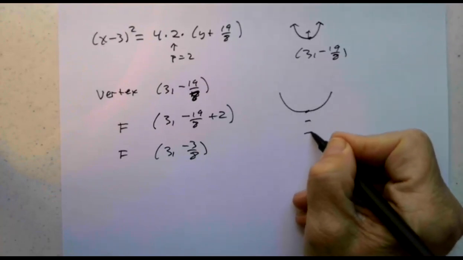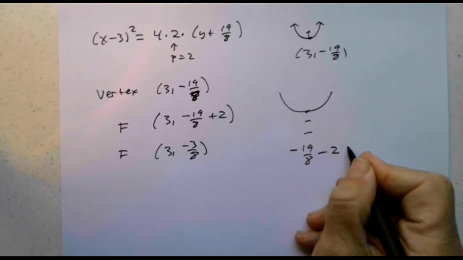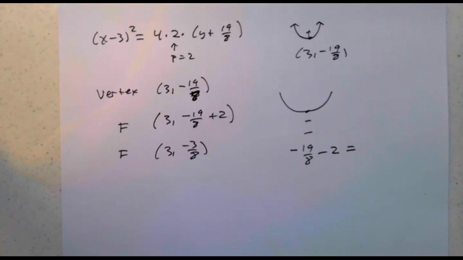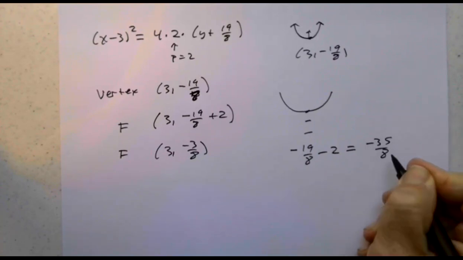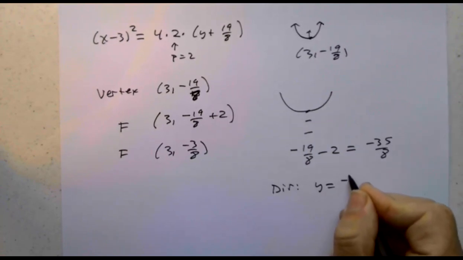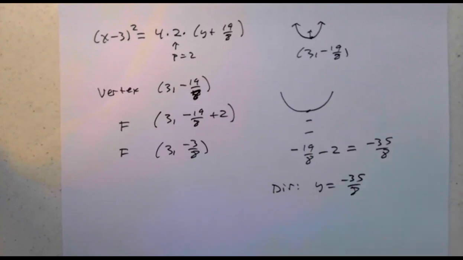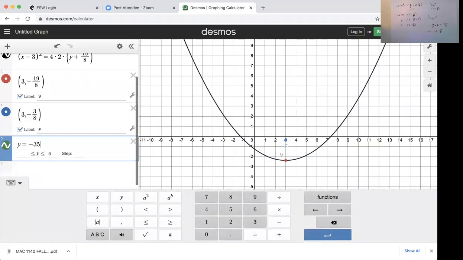So I've got to go 2 down. What would that be? That would be negative 19/8 minus 2, which is negative 35/8. So my directrix should be y equals negative 35/8. So let's take a look at the picture, see if we believe that.